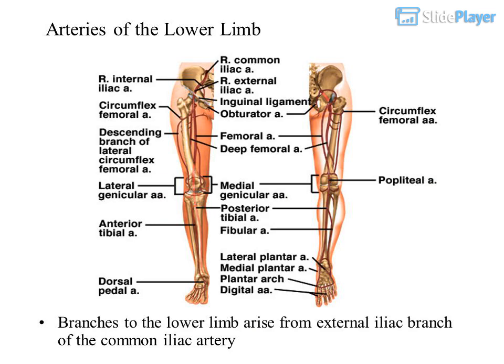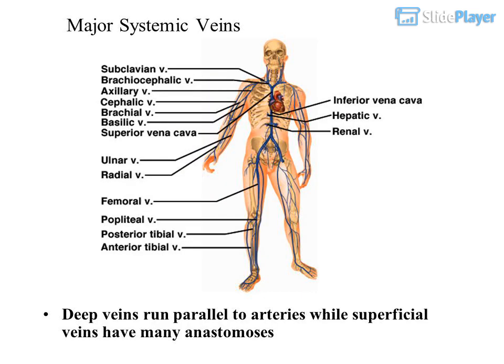Arteries of the lower limb. Branches to the lower limb arise from the external iliac branch of the common iliac artery. Major systemic veins. Deep veins run parallel to arteries while superficial veins have many anastomoses.